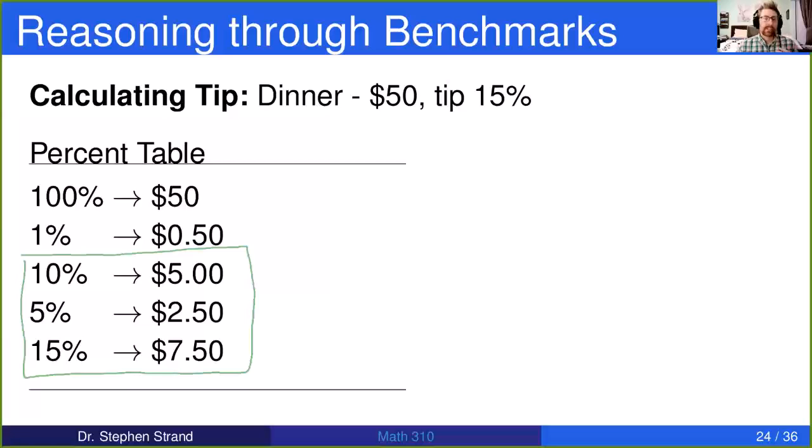Okay, so that's called reasoning through benchmarks. We try to use our knowledge of multiplication to help us zoom in on the percent that we actually want to calculate. So in this case, it was easier to use 10% as a benchmark and work with that value to find what 15% was. Okay, so let's look at another example.